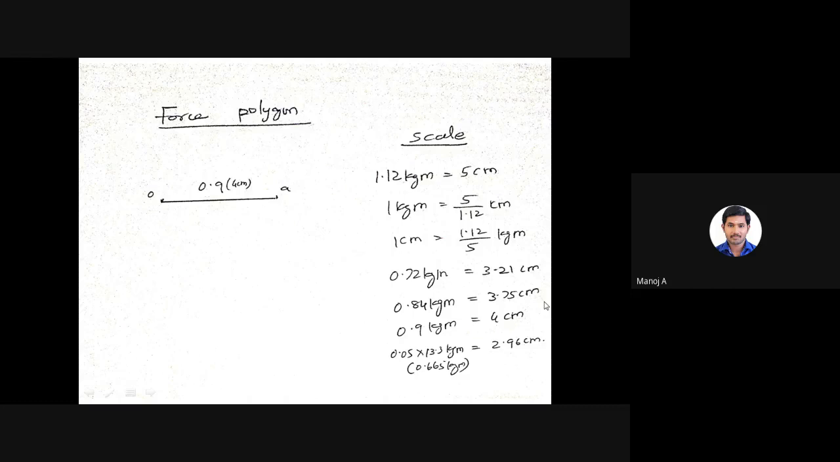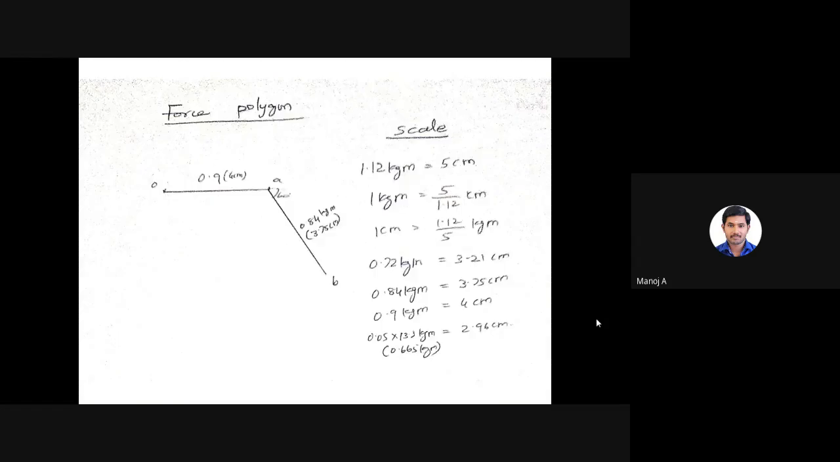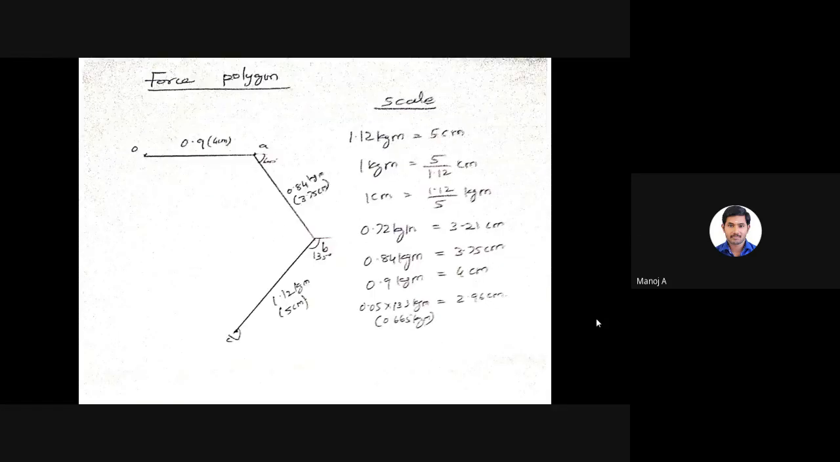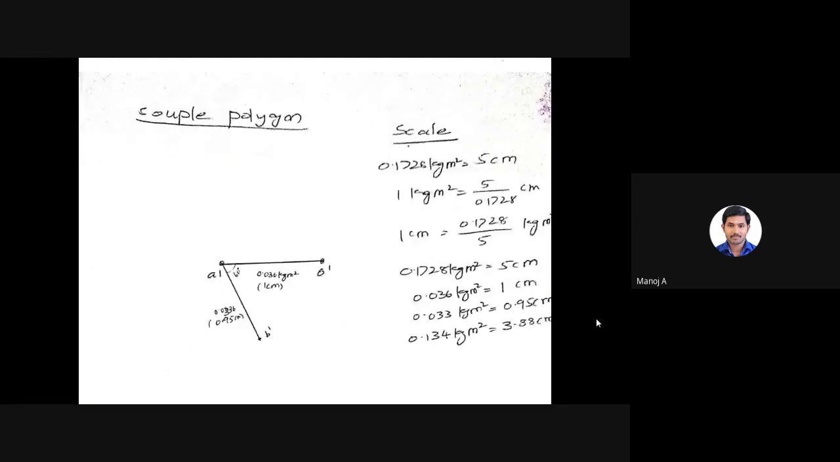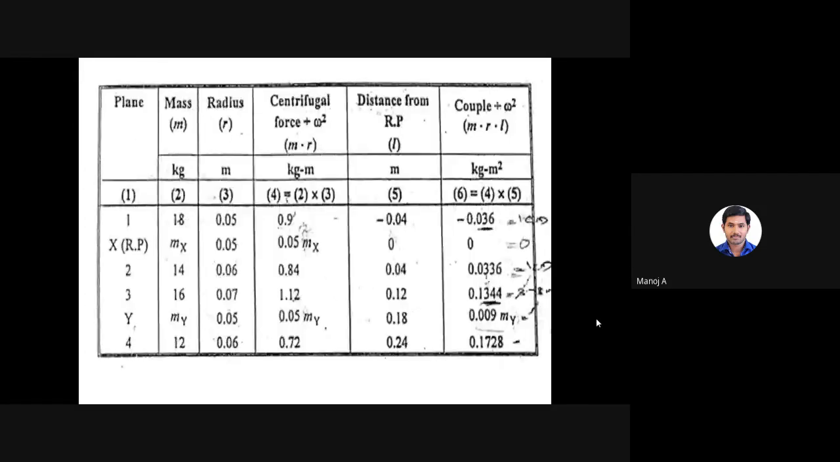Then you have to do OA as 4 centimeter from the conversion. Then you take it as 60 degree. So that you will get 0.84 kilogram, that is 3.75 you have to draw. After that 135 degree, that is 1.12. So what is the procedure behind that? You take this force polygon. So this is a force polygon. This is in order 0.9. After that is unknown. Leave it. Sorry, 0.9. After that this 0.84.